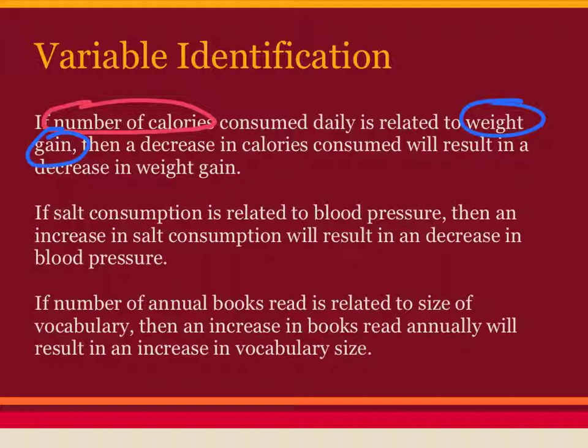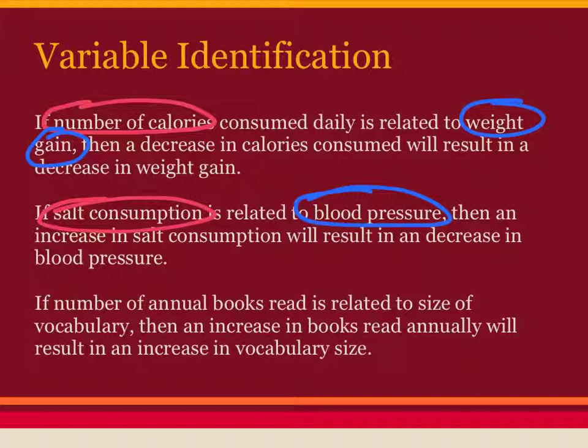If salt consumption is related to blood pressure, I can consume salt, or I don't have to consume salt. I can cut it out of my diet. And as a result, because of my salt consumption, my blood pressure will increase or decrease. Are we seeing a pattern here? We typically see our independent variable written first in our hypothesis.